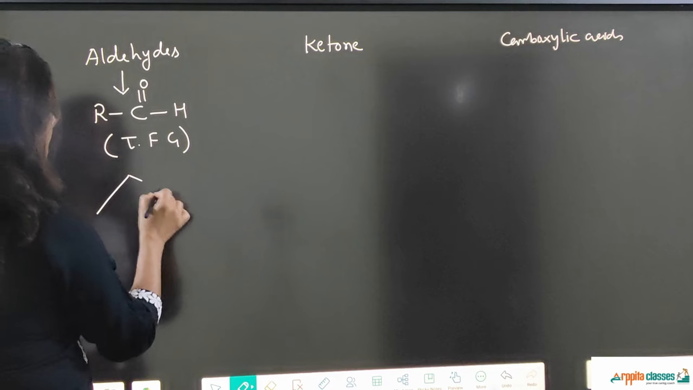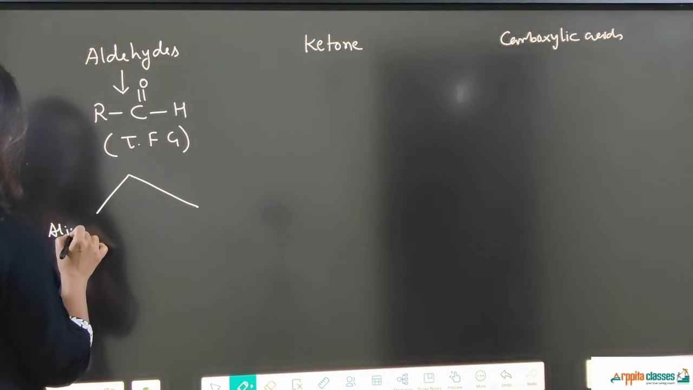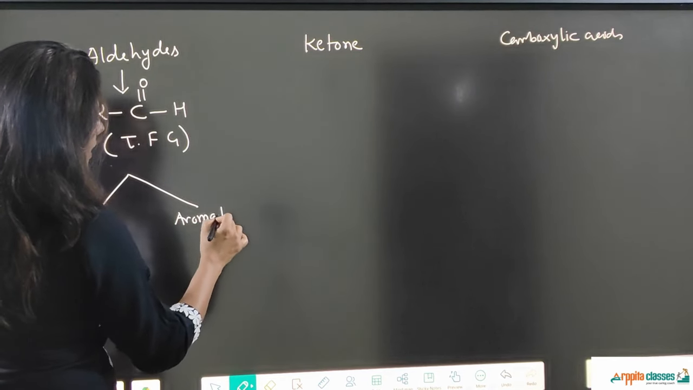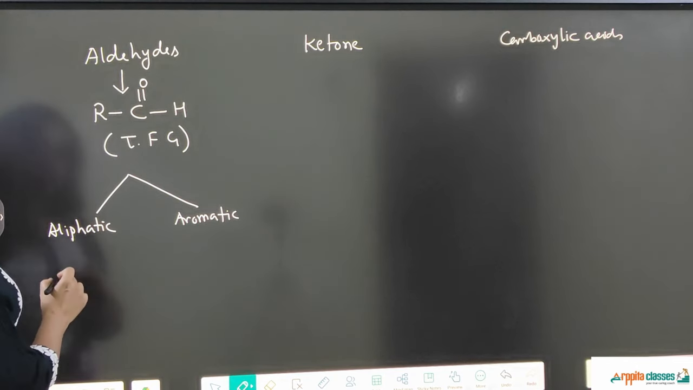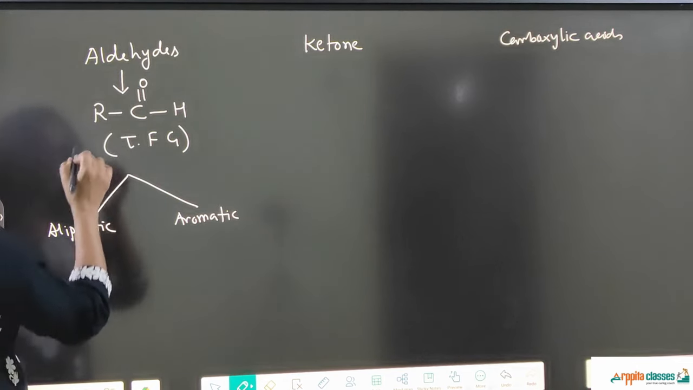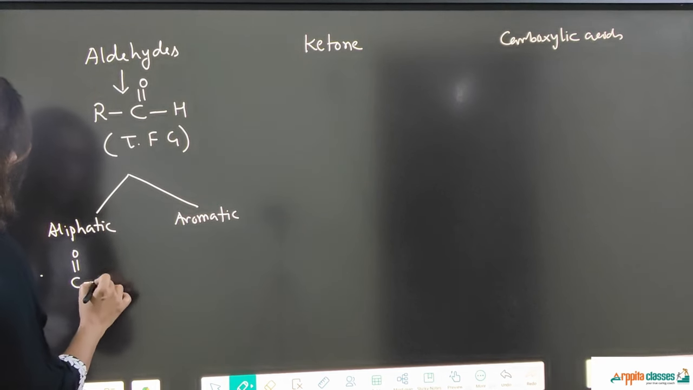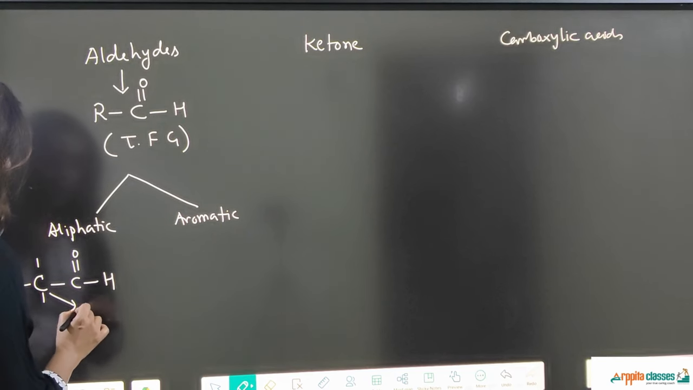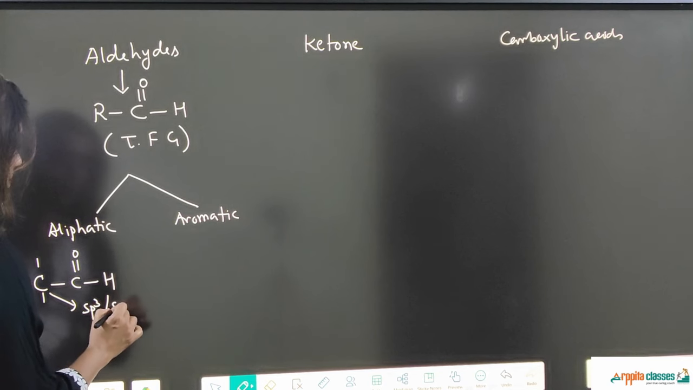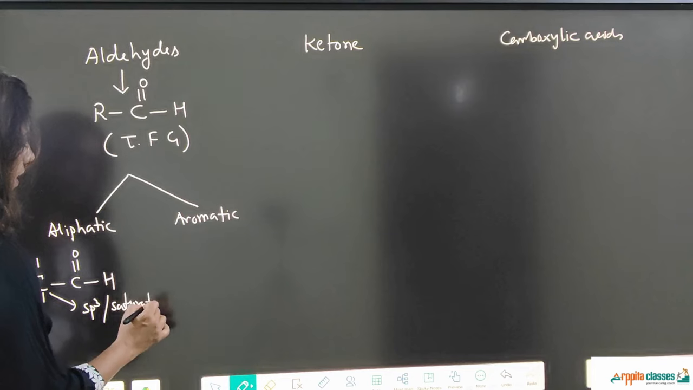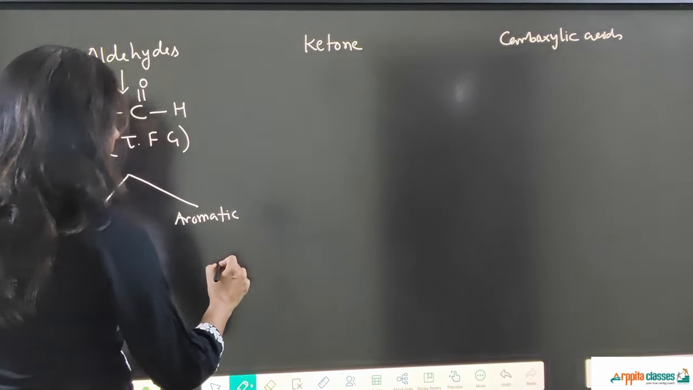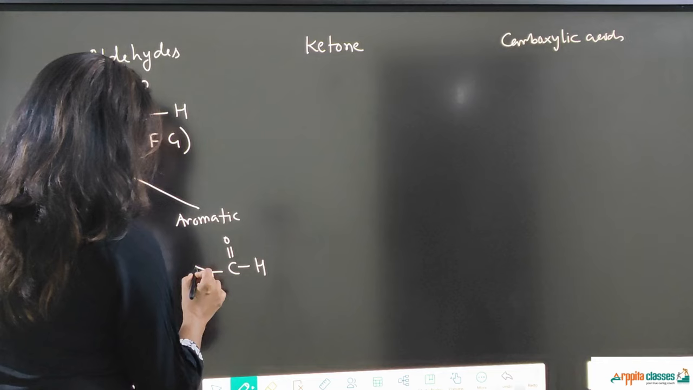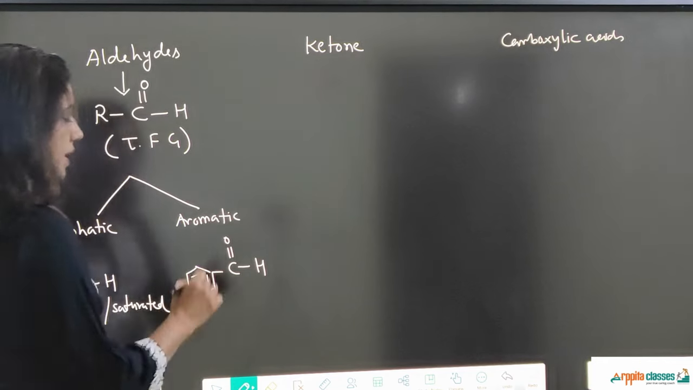Aldehydes can be classified as aliphatic aldehydes or aromatic aldehydes. Now aliphatic aldehydes are those where this R group is an aliphatic group, that is, the CHO formyl group is attached to an sp3 carbon atom. This carbon atom has to be sp3 or saturated. Then we call it an aliphatic aldehyde. Whereas aromatic aldehydes are those where the formyl group is directly attached to an aromatic ring. Then it is called an aromatic aldehyde.